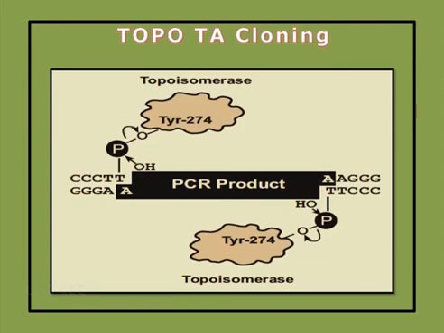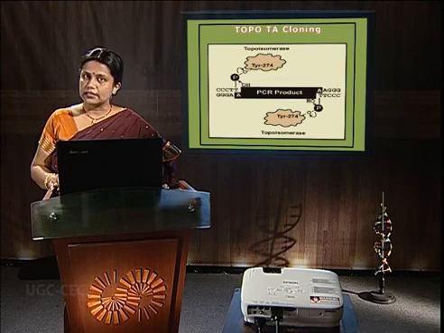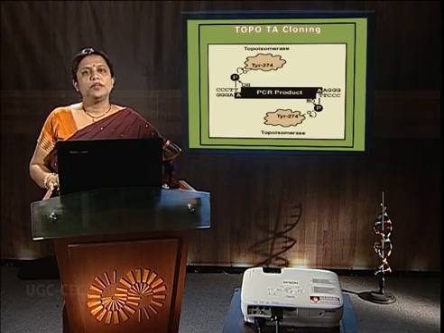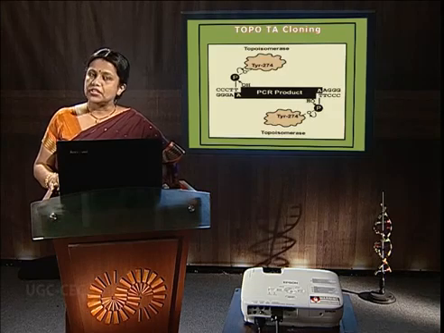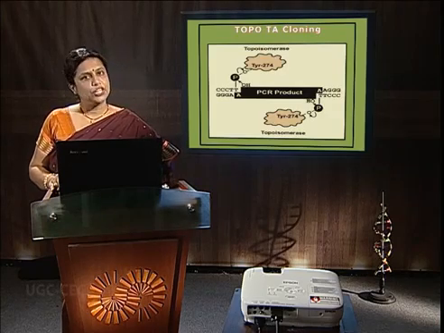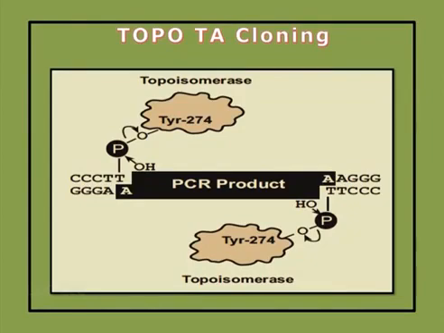This topocloning is most suitable for cloning of Taq DNA polymerase amplified PCR product into a cloning vector, because Taq DNA polymerase introduces an adenine residue at the 3' end of the DNA in a template independent fashion. So the vector should have an extra T to manage the introduction of that PCR product.